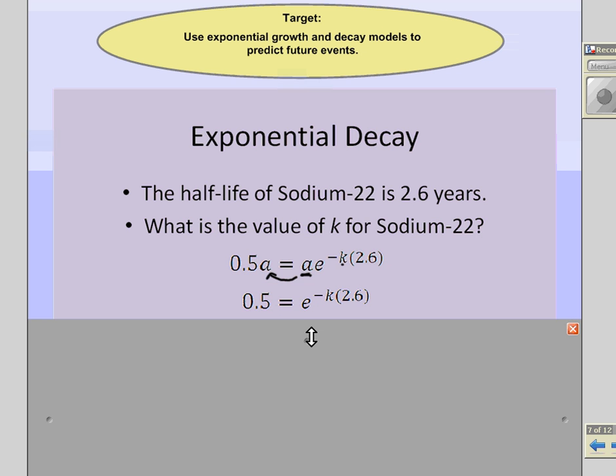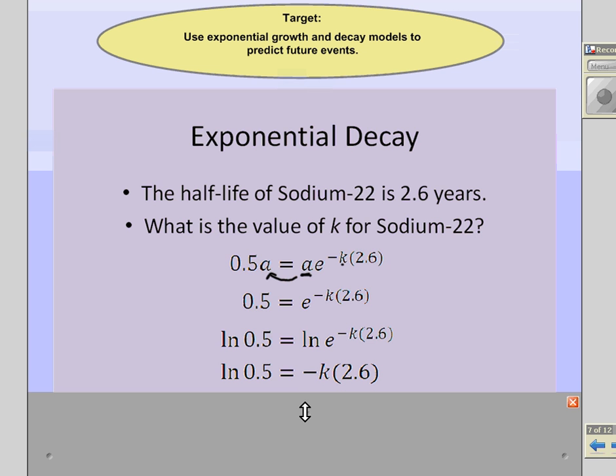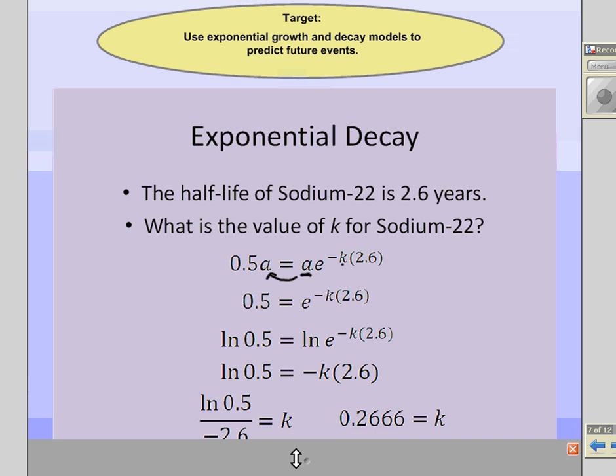Now we're solving this for k, which means we need to isolate the e, use a natural log, and solve for k. And we get the constant of decay at 0.2666.